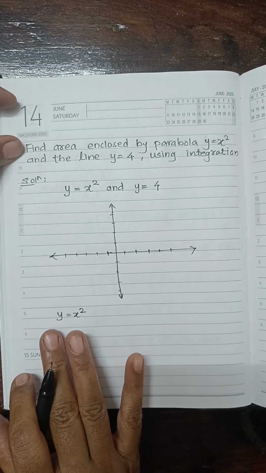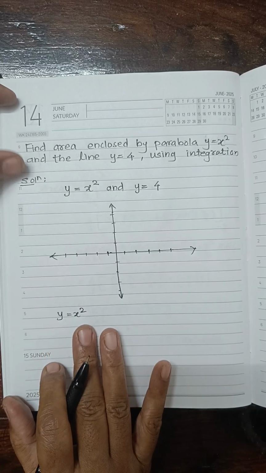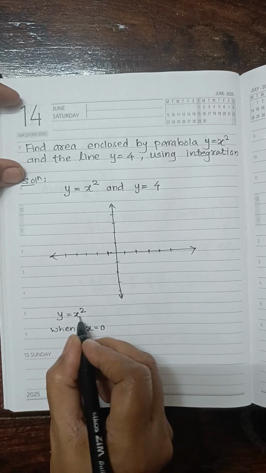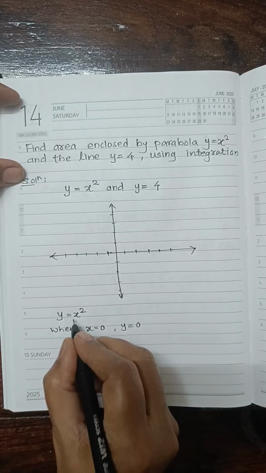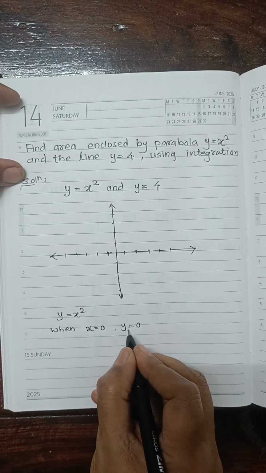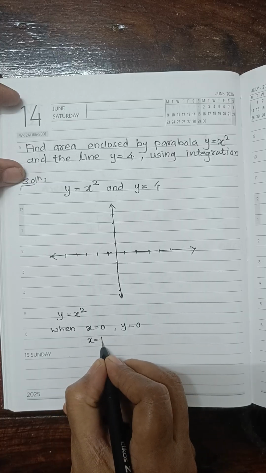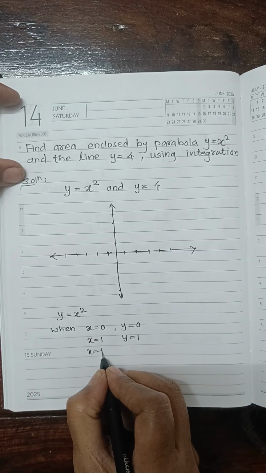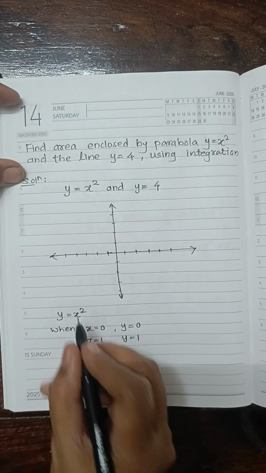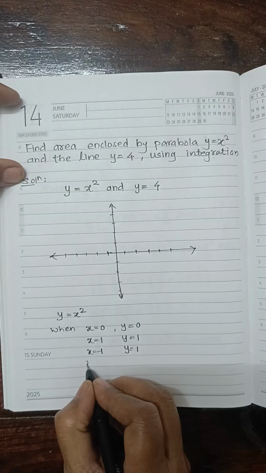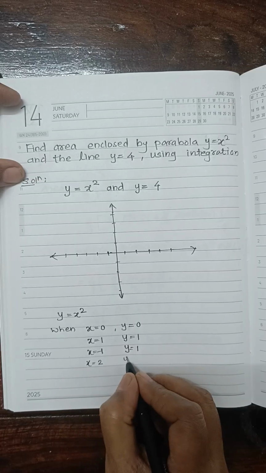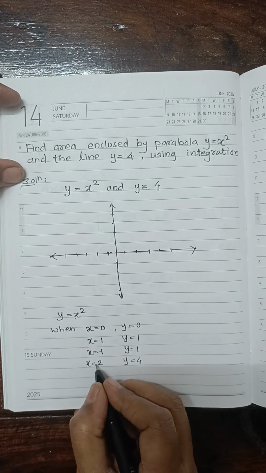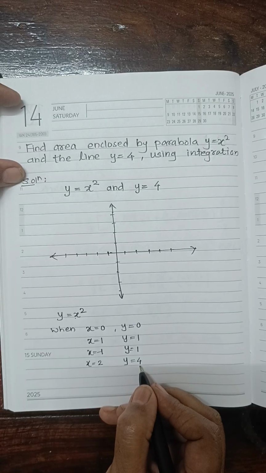The equation of the parabola is y = x². Now when x is 0, 0 squared is 0, so y = 0. When x is 1, 1 squared is 1, therefore y = 1. When x is -1, (-1) squared is +1, therefore y will be 1. If x is +2, 2 squared is 4, therefore y = 4. For -2, again it will be +4.